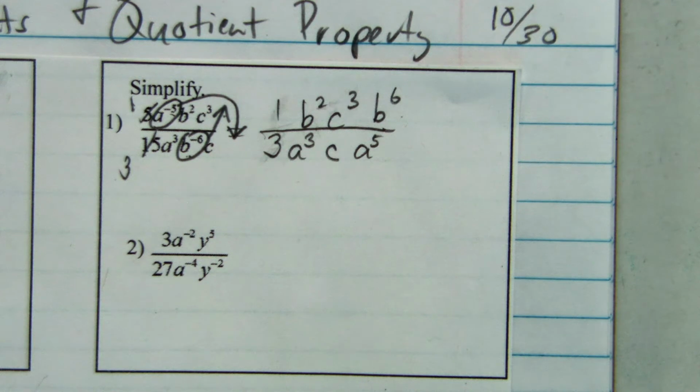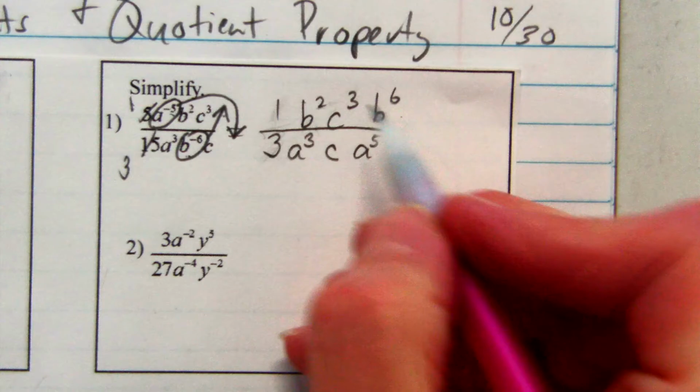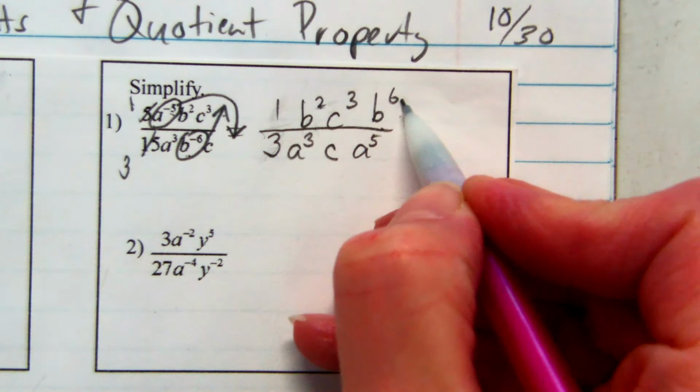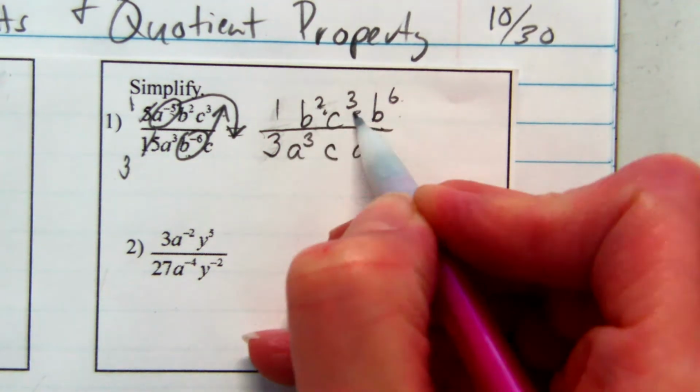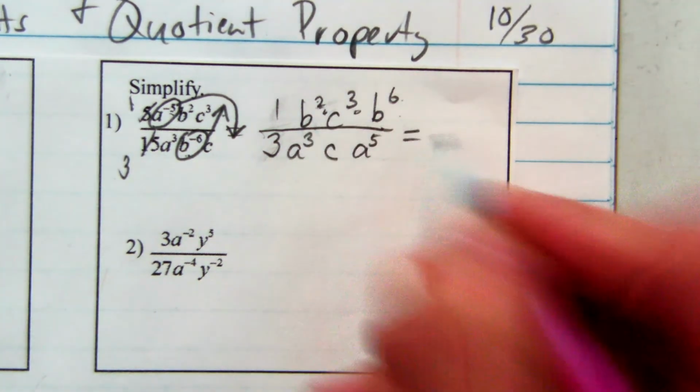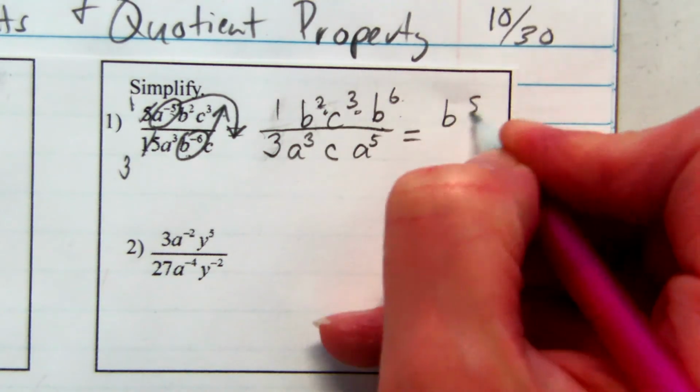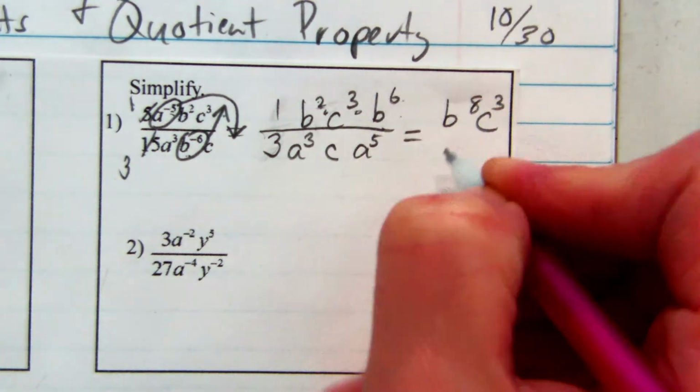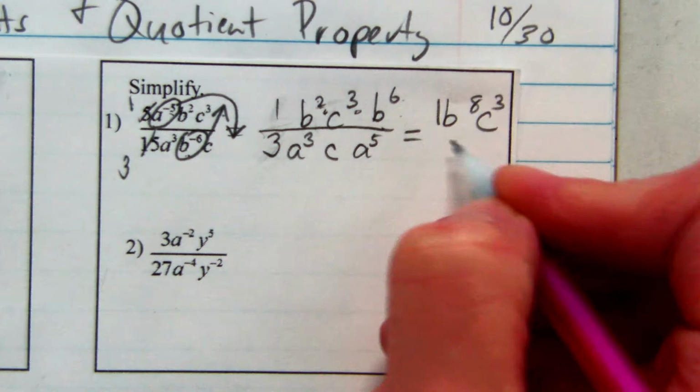So you should never have a letter more than once because there's ways to combine them. So when I have b squared and b to the 6th, this is all being multiplied here. We add the powers. So I'm going to get b to the 8th, c to the 3rd. And if you want to have that 1 out in front, you can.